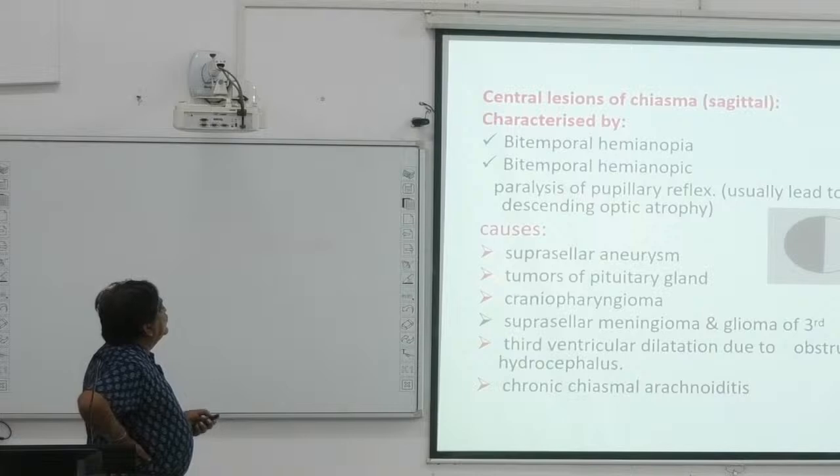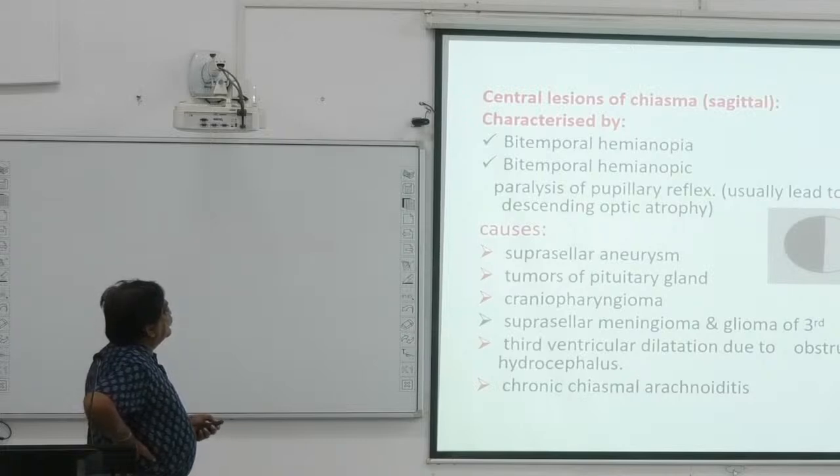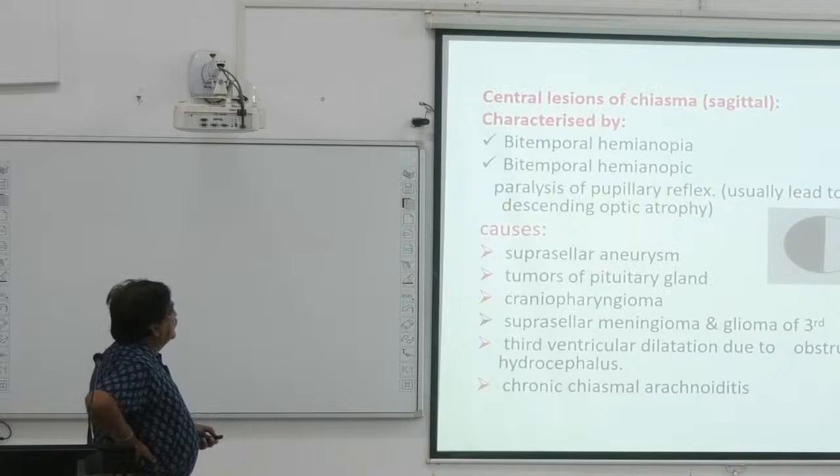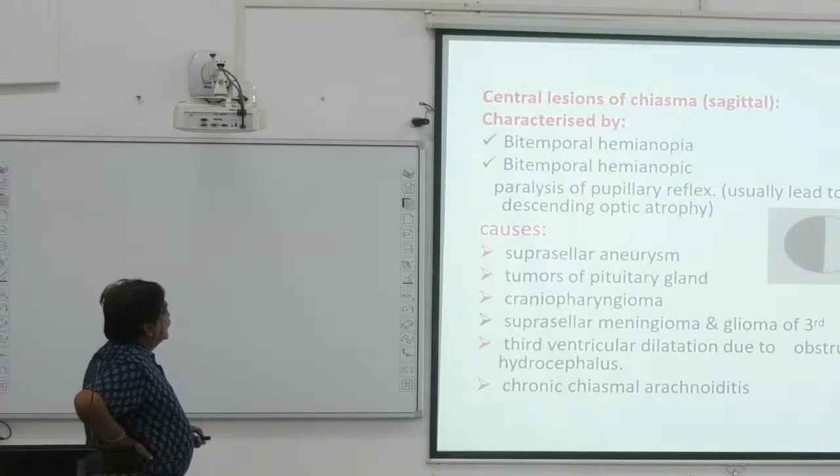Now, the central lesion of chiasma, such as the bitemporal hemianopia, paralysis of pupillary reflex, usually leads to partial descending optic atrophy. Causes: suprasellar aneurysm, tumors of the pituitary gland, craniopharyngioma, suprasellar meningioma and glioma of the third ventricle, dilatation due to obstructive hydrocephalus, and chronic chiasmal arachnoiditis.